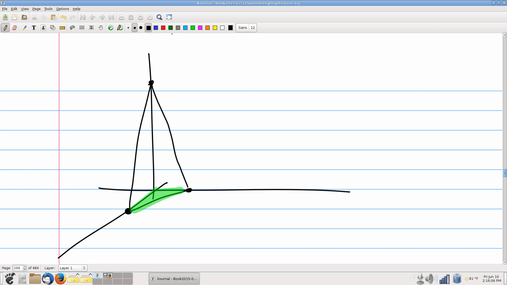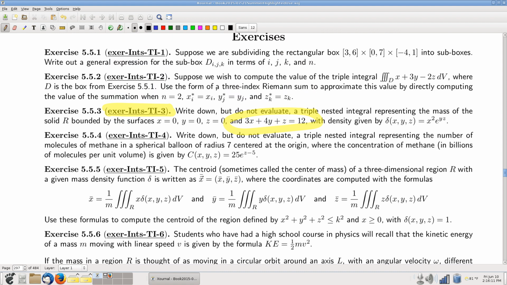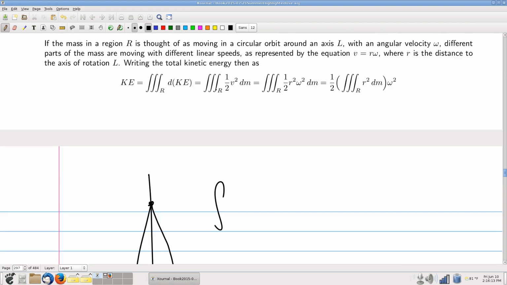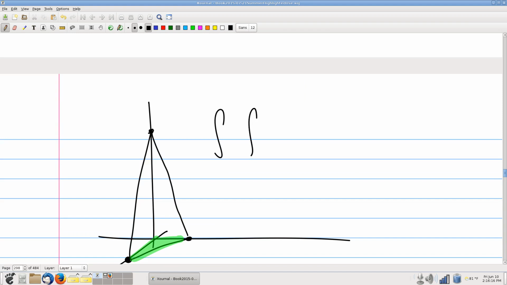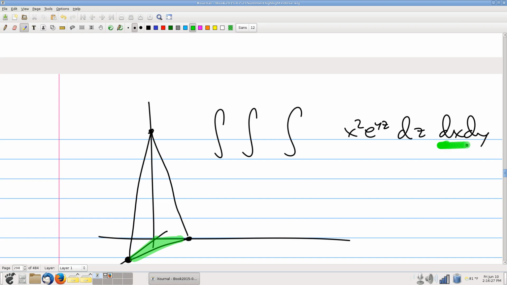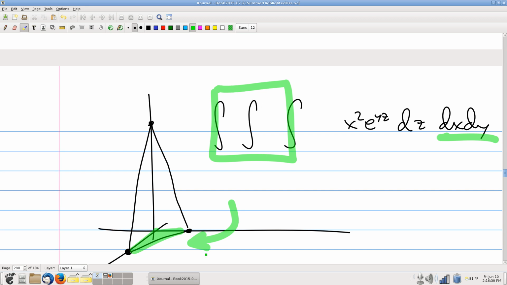And so this integral, what is my integrand? x squared e to the yz. Fine. We're going to do dz on the inside, dx, dy on the outside, and the x and y bounds, what I'm going to put here and here, is going to come by looking at that picture.